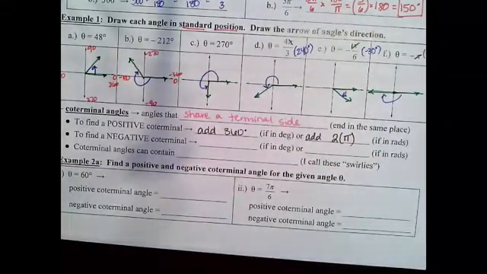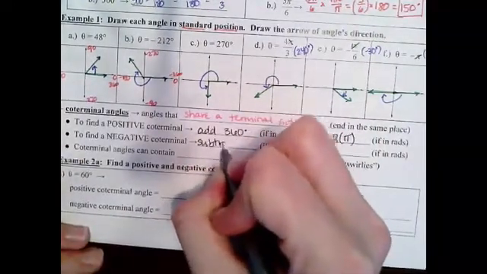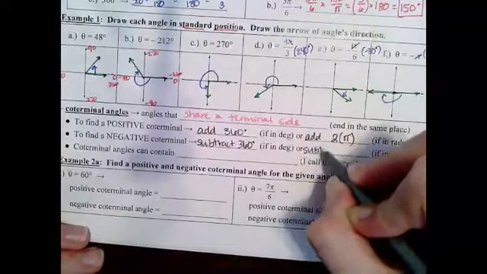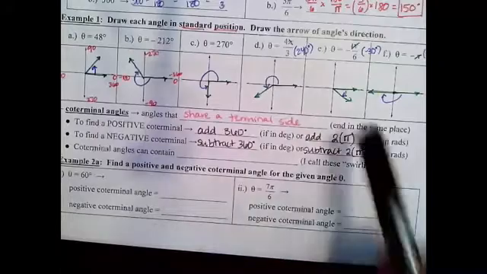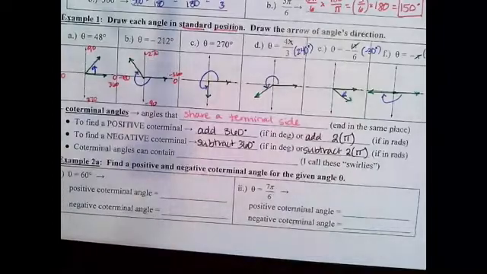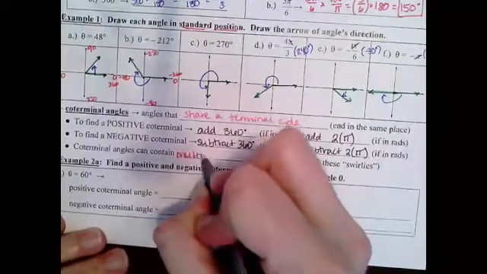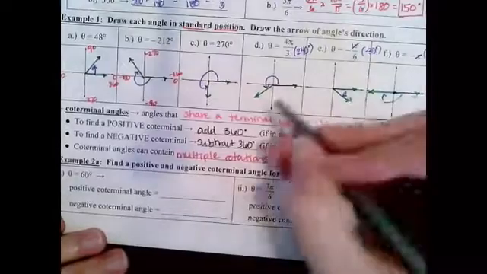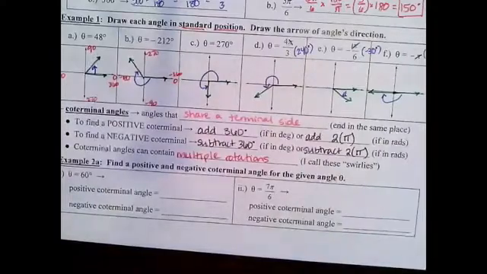If you want to find a negative coterminal angle, you're going to subtract 360 degrees or subtract 2 pi if it's in radians. Or again, you can convert the radians, which I would suggest doing, and then do your degrees. Coterminal angles can contain multiple rotations, because if we go bigger than 360, then we're going to be going past that 360 point. We're going to have to keep going. So I'm going to call these swirlies in our notes.